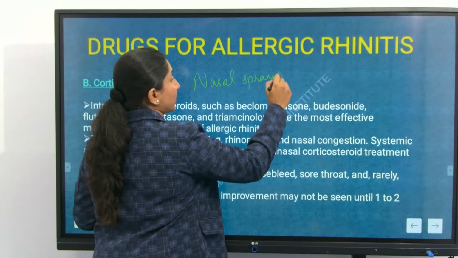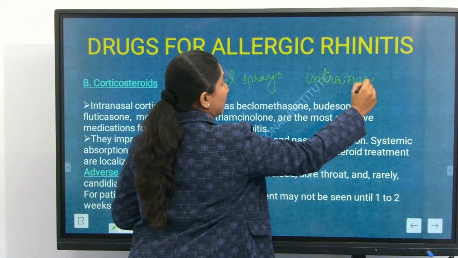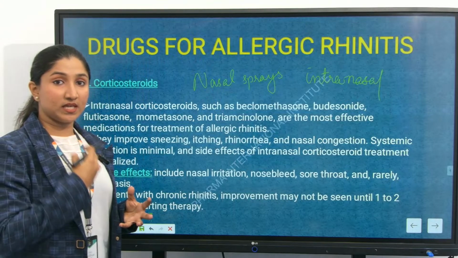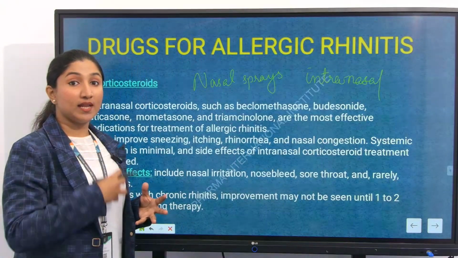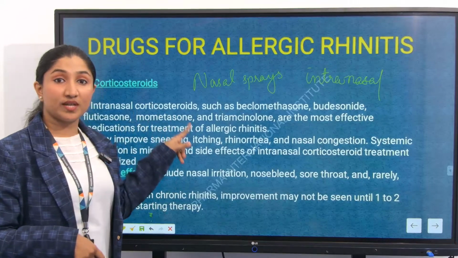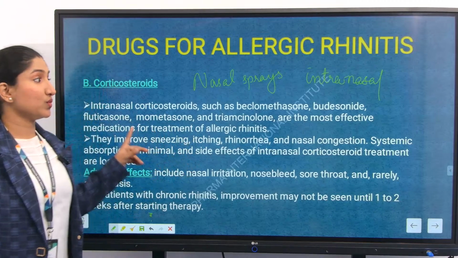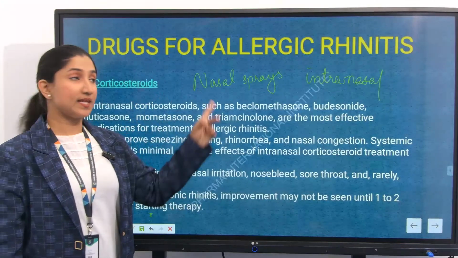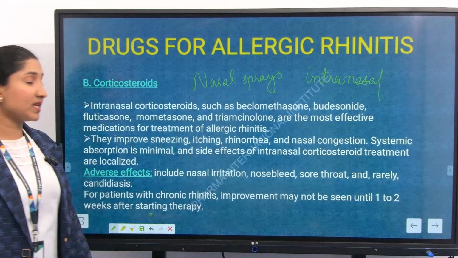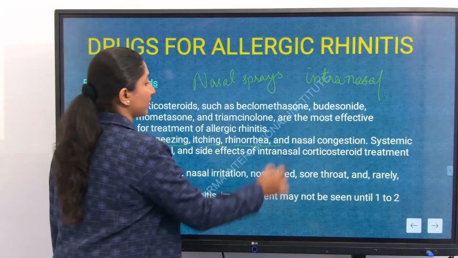Nasal sprays, or intranasal administration, not inhalational. When it's inhalational, it gets into your respiratory tract, into your lungs, and can help in treating asthma and COPD. Whereas when you use corticosteroids for allergic rhinitis, only a local action is required inside the nose. So it can be given intranasally as nasal sprays. Thereby, it can relieve symptoms of allergic rhinitis like sneezing, itching, rhinorrhea, etc.